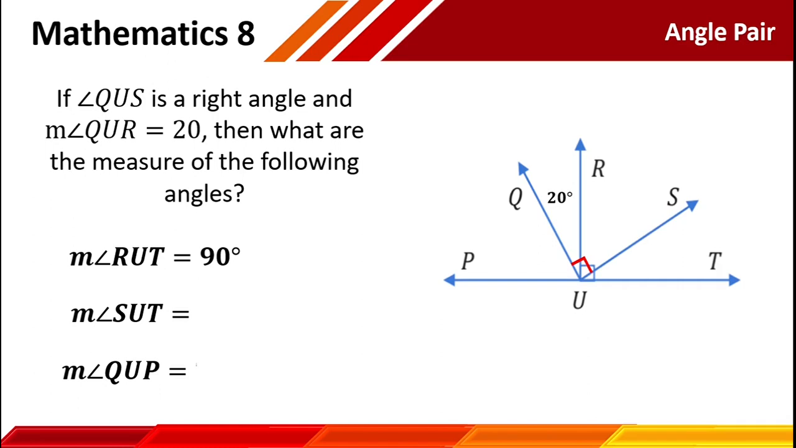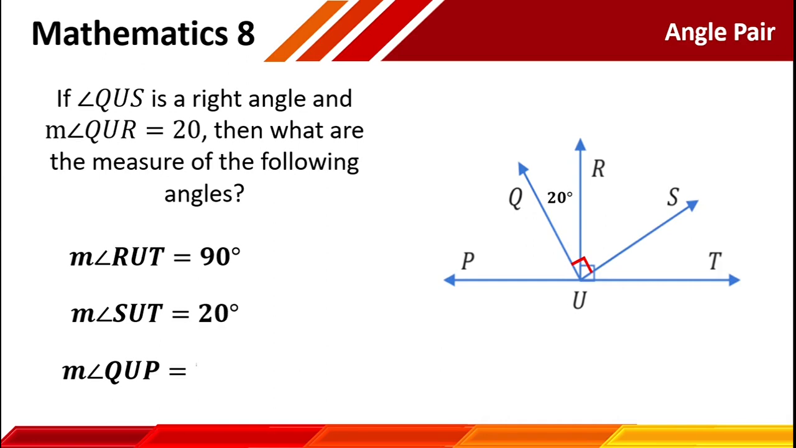Next, let's find the value of angle SUT. As you can see here, the measurement of angle QUR is 20 degrees. To find the value of angle RUS, you just subtract 20 from 90, so it will become 70 degrees. And because RUT is a complementary of angle RUS, therefore, the measurement of angle SUT is 20 degrees.